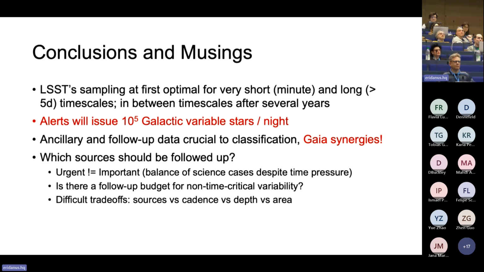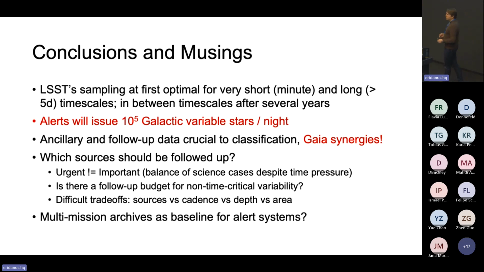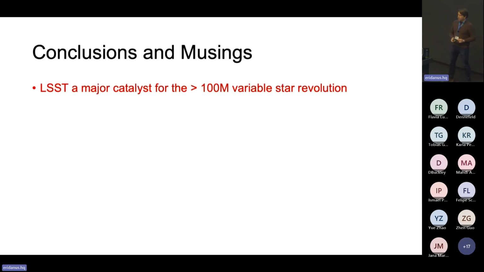And so I think there will be some difficult trade-offs here in terms of number of sources, cadence, depth, area, and so on. But I think it's useful to think of this from the point of view of how ESO wants to approach this. And then I think Bruno may have mentioned it earlier, having a multi-mission archive as a baseline for alerts, if it's not already implemented, apologies for my ignorance there, could be quite useful.